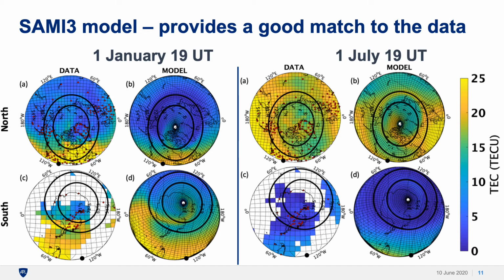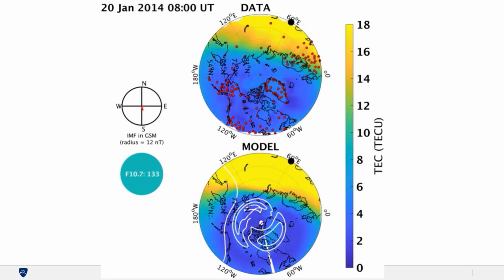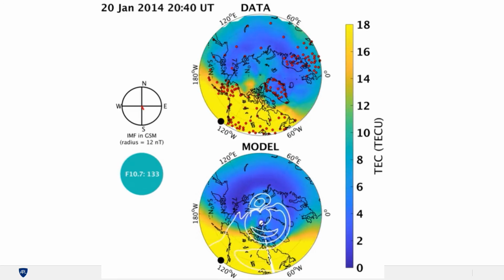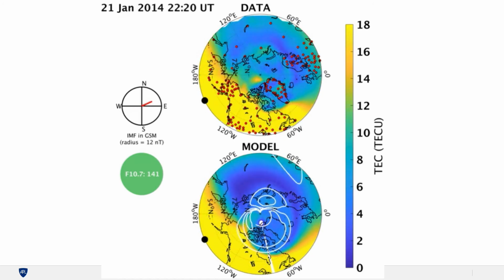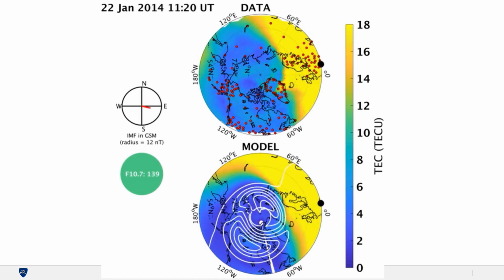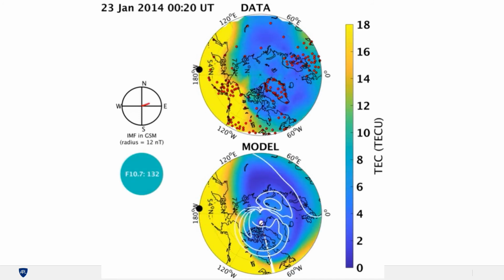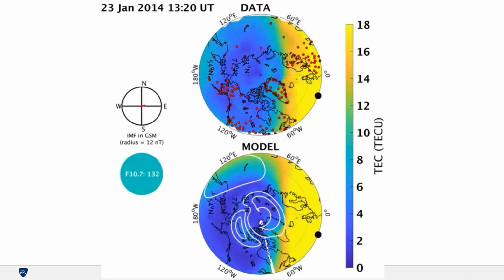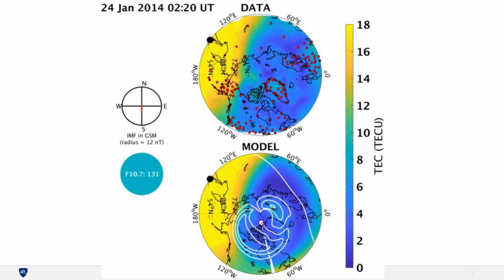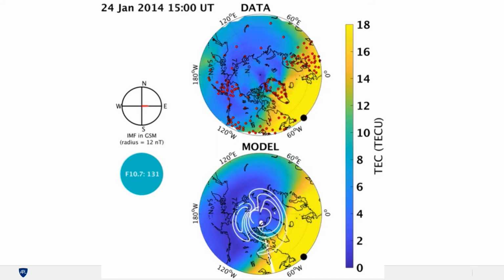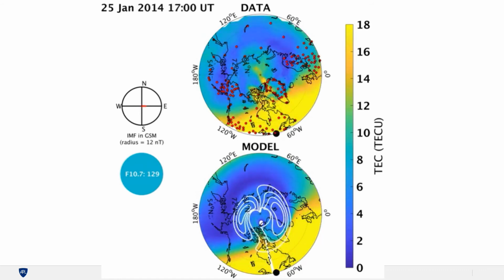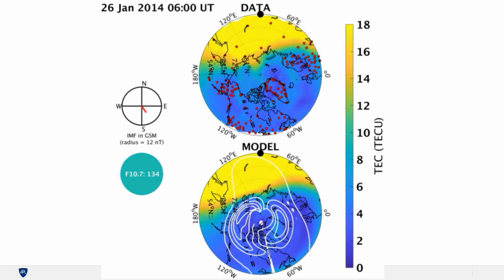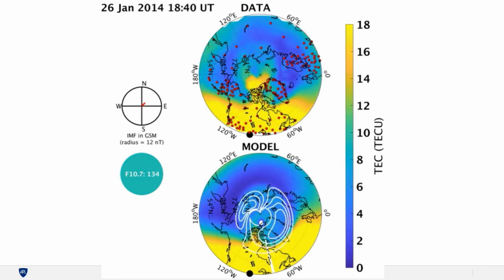So now let's take a look at some movies to get an idea of the dynamics. The Weimer potential pattern is overlaid on the SAMI3 results below. The solar and geomagnetic indices are shown on the left. We can see that tongues of ionization form almost every day from the European American sector as plasma is convected in from the dayside. That's where the high latitude convection pattern reaches lower geographic latitudes, and so it can access the densest plasma there.